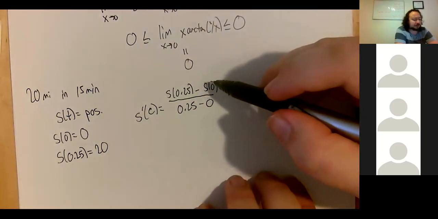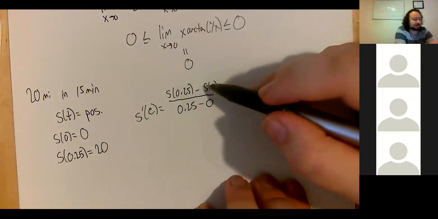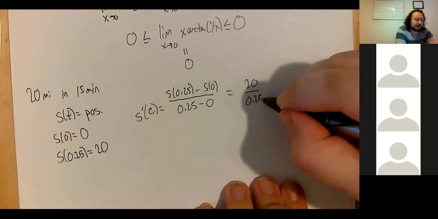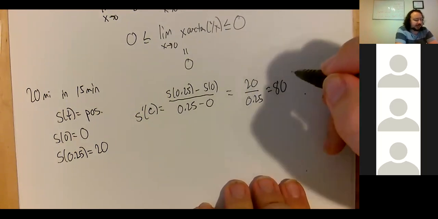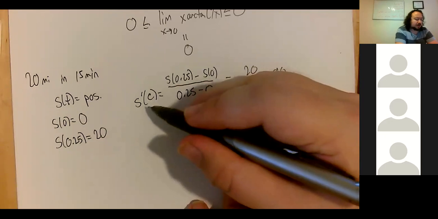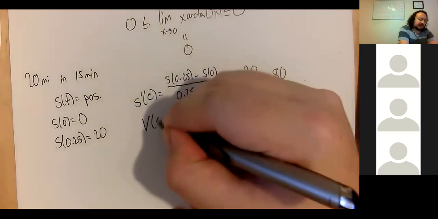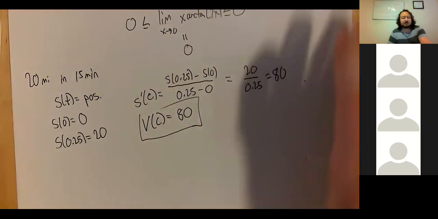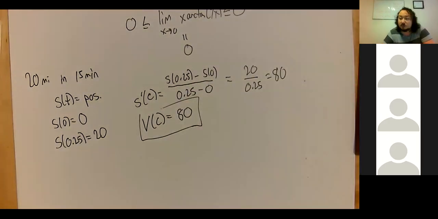All right, if we actually compute what this is, this will be 20 minus 0, which is 20, divided by 0.25. So this will be 80. And s prime, the derivative of the position, is a velocity. So what the mean value theorem is telling us here is that somewhere along the line, this car must have been going 80 miles an hour.